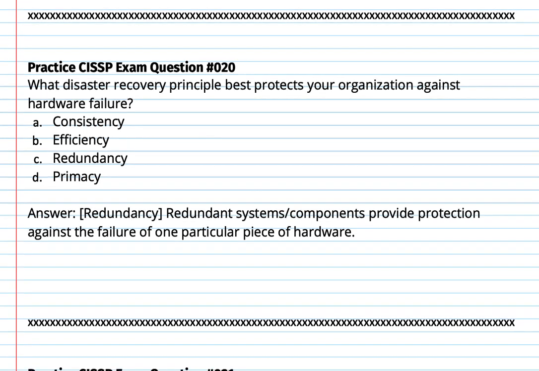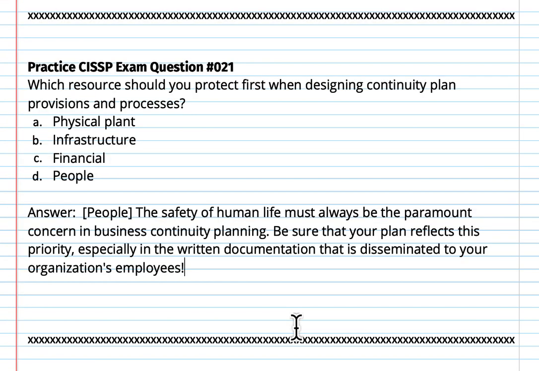Okay, practice CISSP exam question 21. Which resource should you protect first when designing continuity plan, provisions, and processes? A, your physical plant, B, your infrastructure, C, your financial, or D, your people. Which resource should you protect first when designing continuity plans, provisions, and processes? A, physical plants, B, infrastructure, C, financial, or D, people.